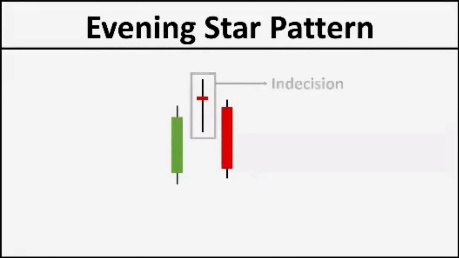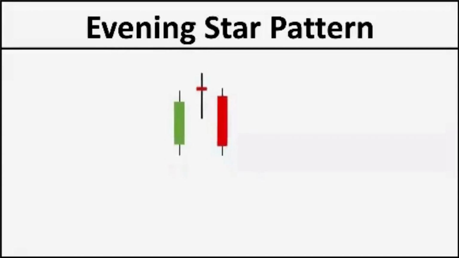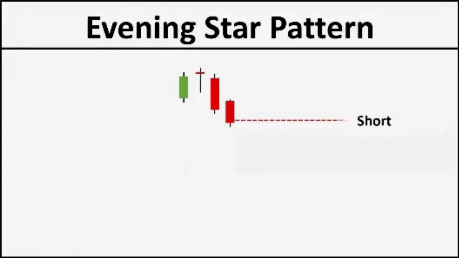Now in the case of the evening star pattern, you will look for selling the stock just after the candle which is formed after the pattern. You see, that's where you will short the stock, you will sell the stock and you will place a stop loss just above the doji. So that's your loss and you can expect a very good profit, a very good reward against it.